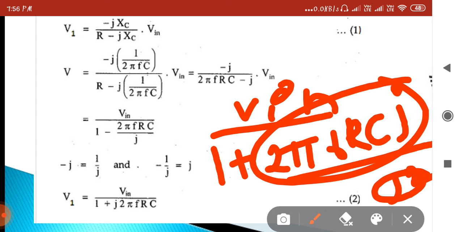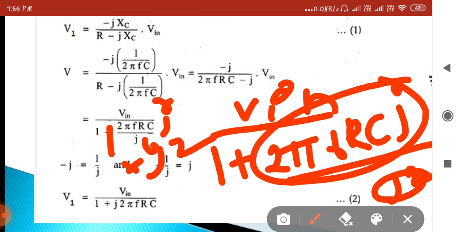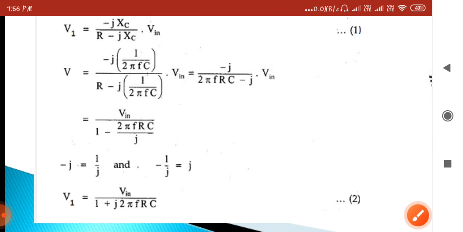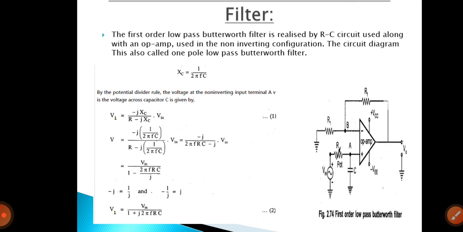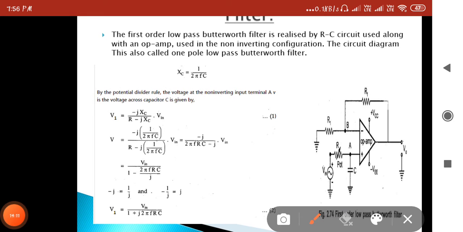Are you getting my point? On both sides I want to take j. This j into j is j square. j square equals minus 1. It becomes plus j into 2 pi RC. That is the value of V1.